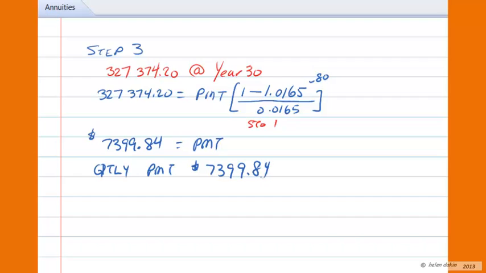$7,399.84. So keep in mind, from the very beginning now, we've made monthly deposits of $300 for 15 years, and after a 30-year time period, we can now withdraw $7,399, almost $7,400, on a quarterly basis for the next 20 years, assuming that those rates are in place for that time period.